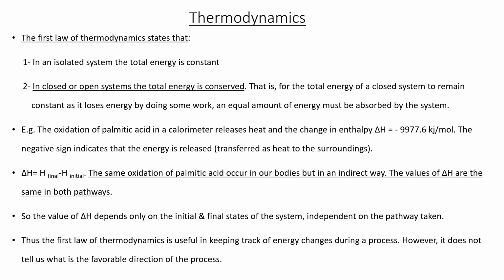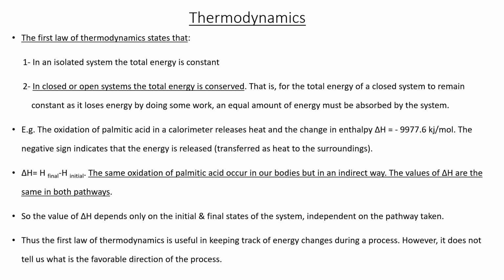For example, the oxidation of palmitic acid in a calorimeter releases heat, and the change in enthalpy, delta H, is a large negative number. The negative sign indicates that the energy is released, transferred as heat to the surroundings. Delta H equals H for the final state minus H for the initial state.